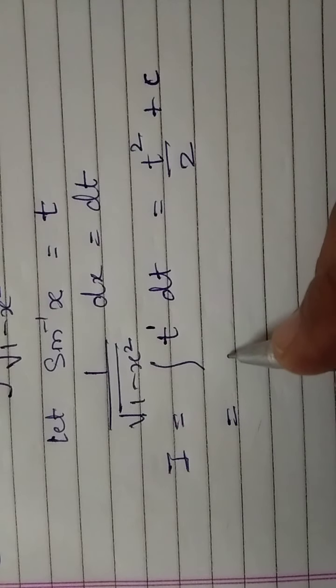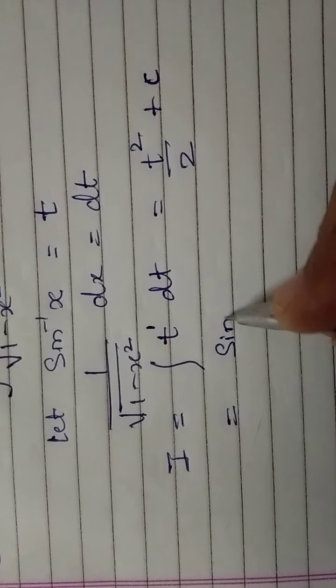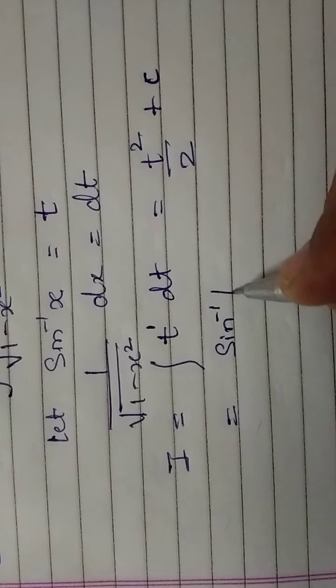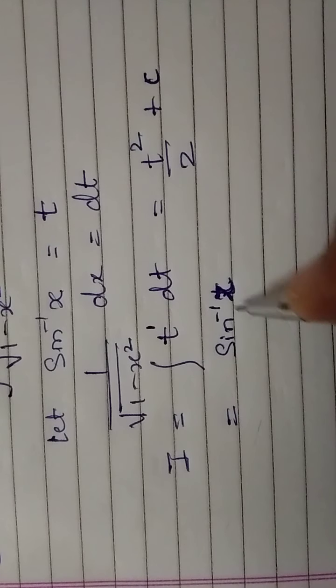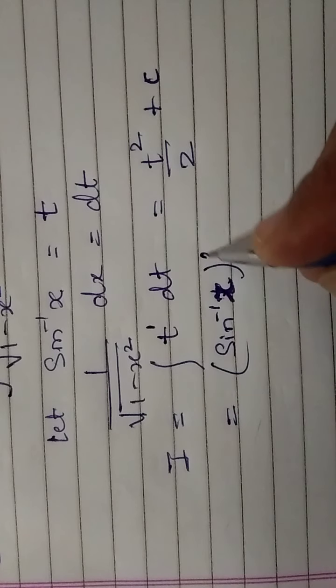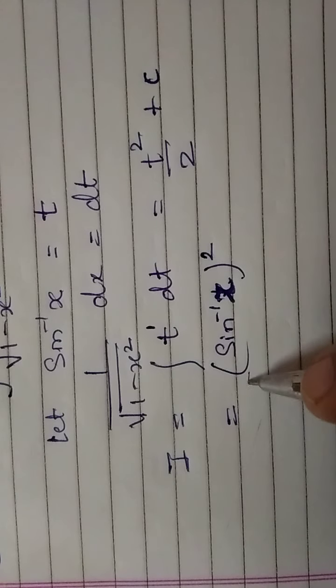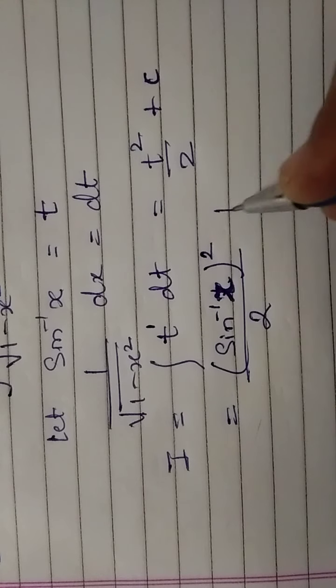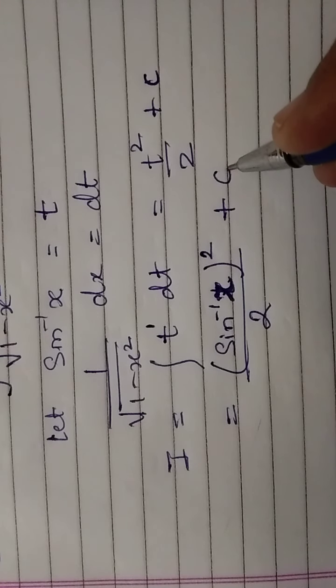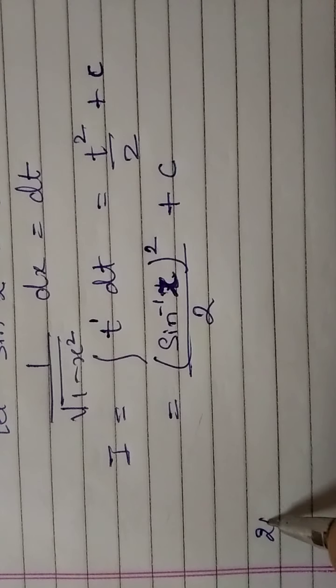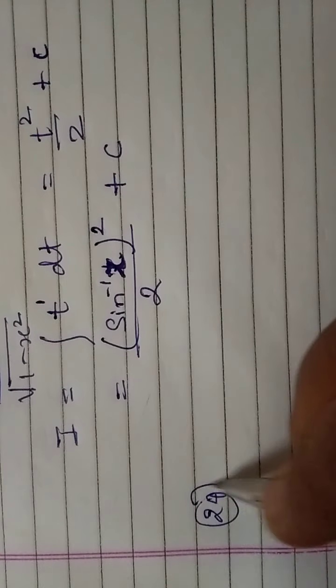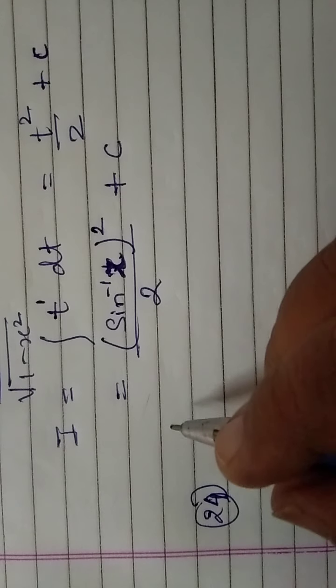My original question did not have t, so I have to resubstitute the value of t, and I had taken t as sine inverse of x. So t was sine inverse of x, so the whole square of sine inverse of x upon 2 and plus c. So this is what I got after integration. Now let me go to the next question, that is question number 24.